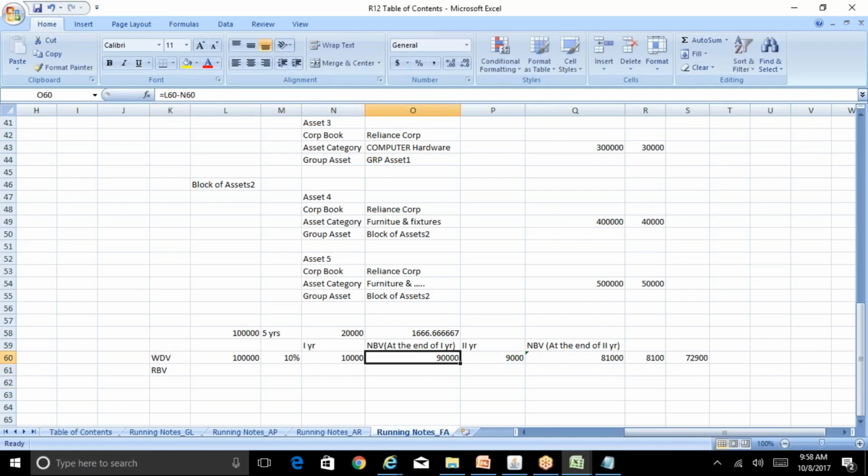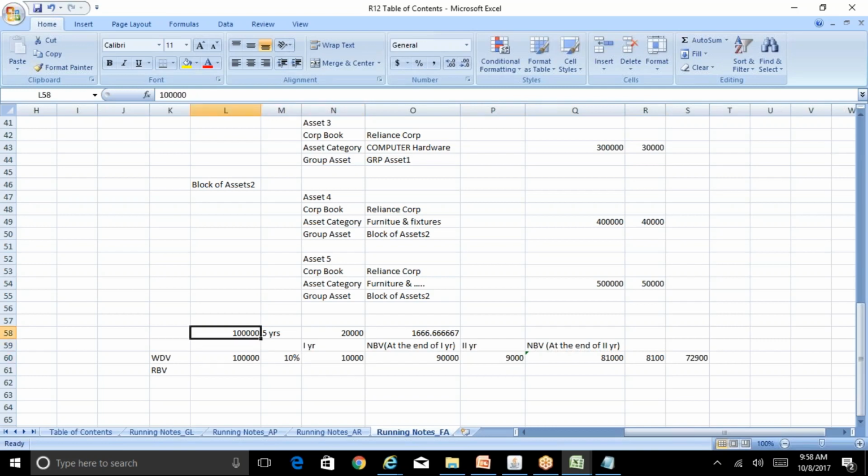So on the reducing value of the asset, you are calculating depreciation. Here at the end of the first year, your value of the asset is 90,000, so your depreciation calculation is on 90,000. At the end of the second year, that is the start of the third year, your value of the asset is 81,000. Your calculation of depreciation is on 81,000, not on the 100,000.